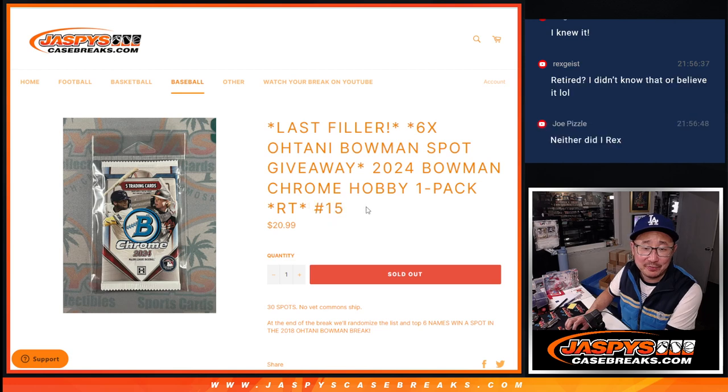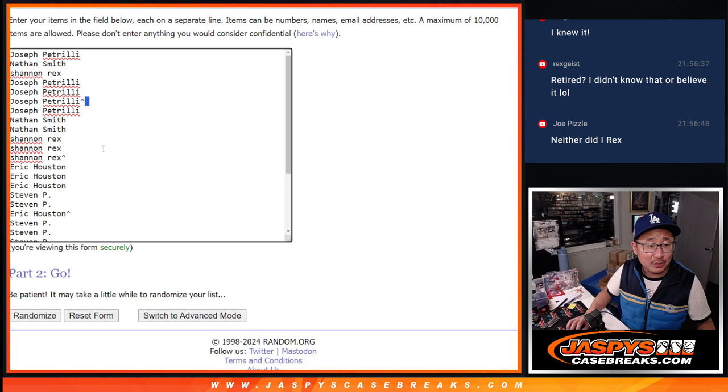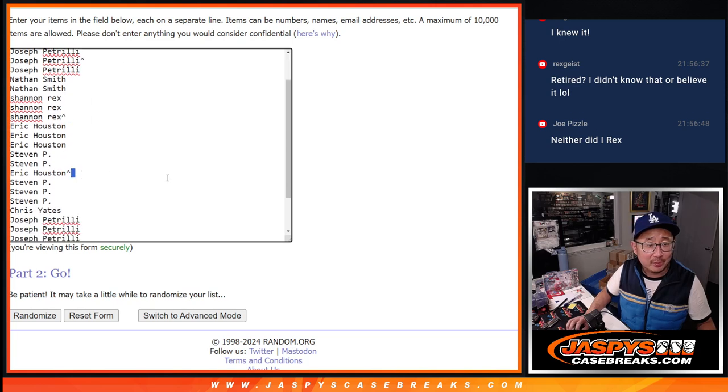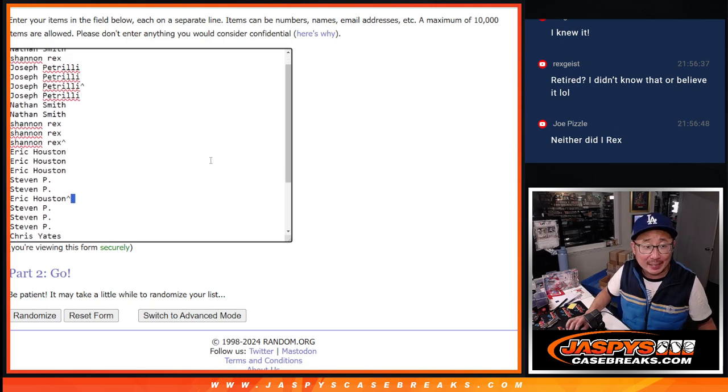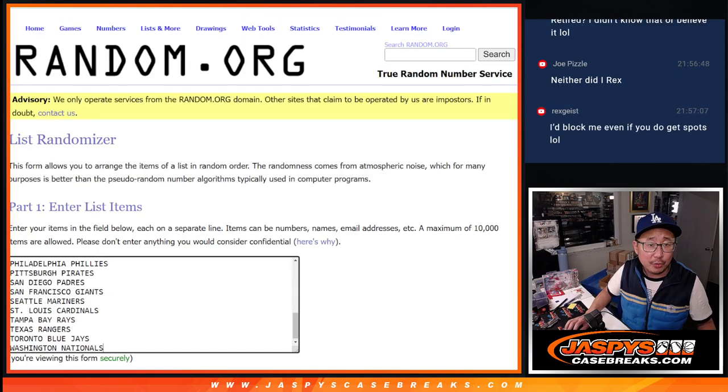2024 Bowman Chrome Baseball Hobby Pack Break number 15. Six of those Ohtani Bowman spots are being given away. Big thanks to this group for making it happen. We ran some mini promos right here to try to get the break started, and then thanks to everyone else for finishing it off. Appreciate all of you getting in. All 30 teams are in for the break.